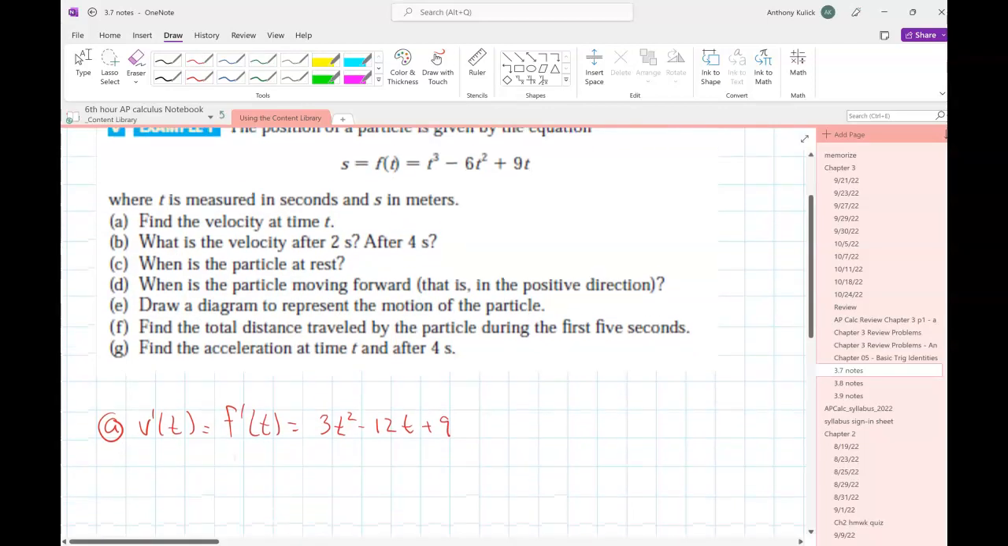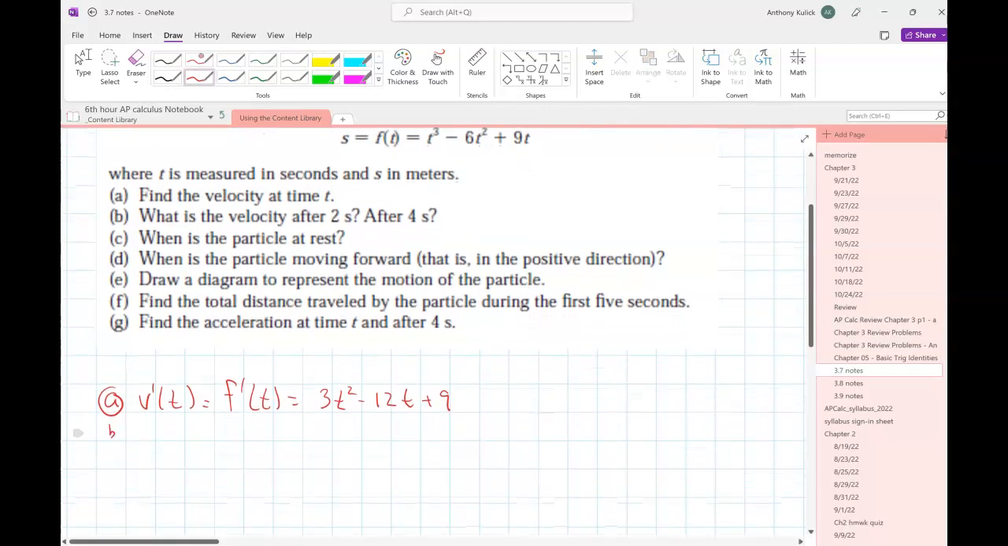Well, that's it for part A. Mr. Kulik. It is what it is, guys. It is what it is. Part B asks, what is the velocity after... Oops, I don't mean v prime. I meant just v. Excuse me. What is the velocity after 2 seconds and after 4 seconds? What am I doing there?